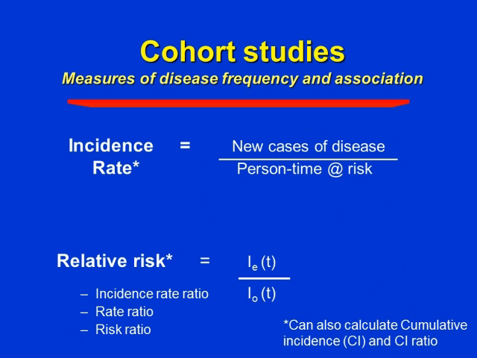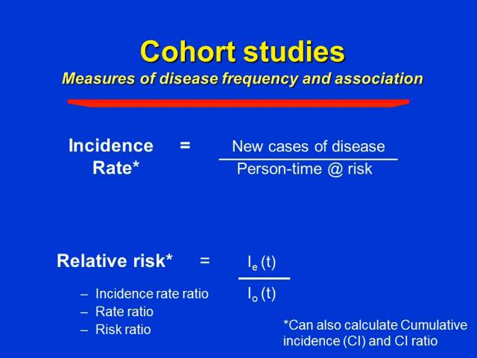Cohort studies are a more powerful design because the measure of disease frequency that you can calculate from this is the incidence rate. And often that's really what we want to know. How often do people acquire this infection or this disease? This is calculated as the number of new cases of disease over the total person time at risk, the total amount of time that people were followed.